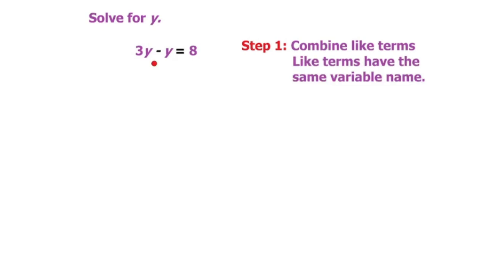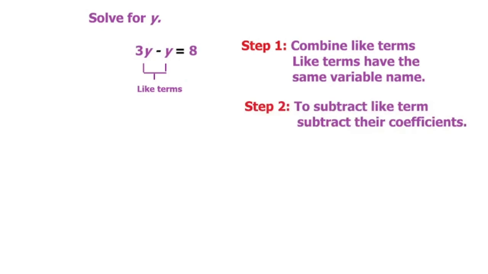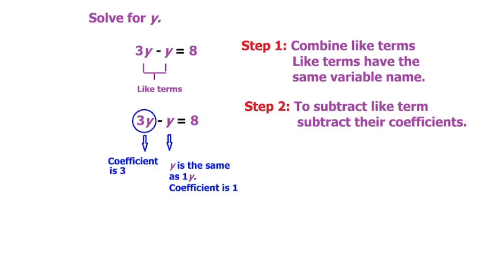So these two have the same variable name, okay? So they are like terms. These two are like terms. So step 2, to subtract like terms, subtract their coefficients. So let's write the equation again. 3y minus y equals 8.